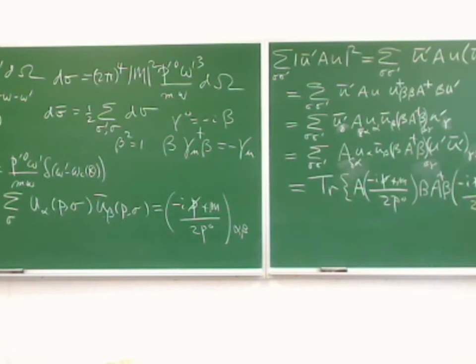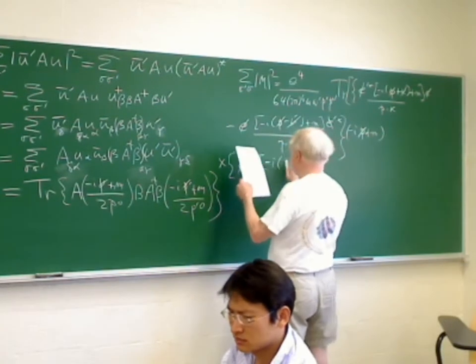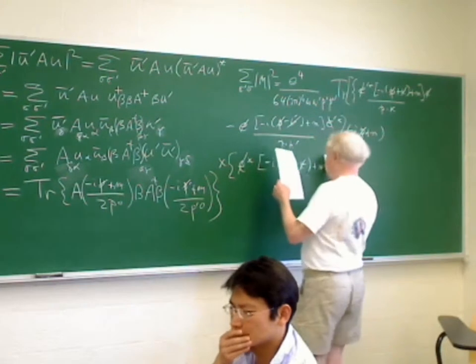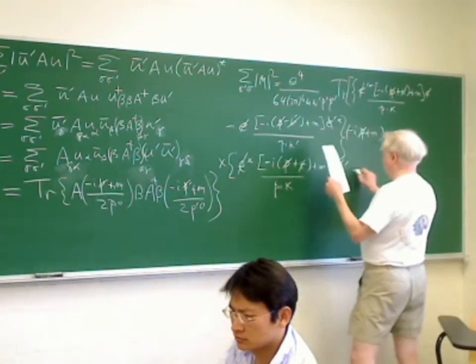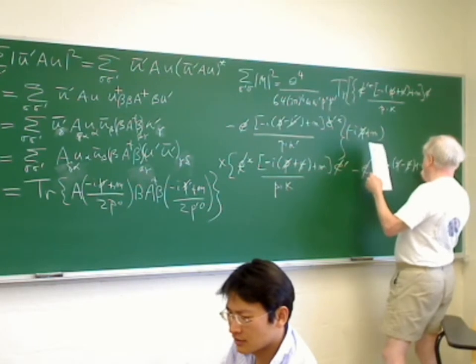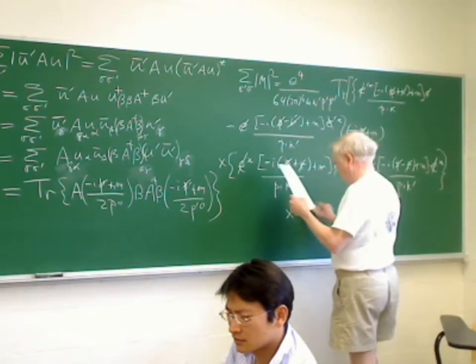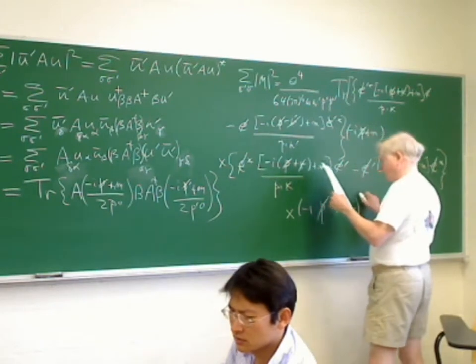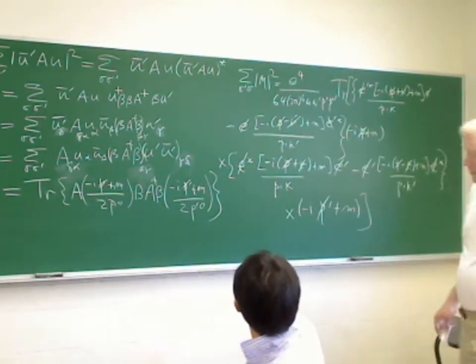I'm not going to try to go through that in detail. Let me just tell you what the upshot is. It's epsilon star slash. Remember, there's no prime on it. Minus i p slash plus k slash plus m, epsilon prime slash over p dot k, minus epsilon prime slash minus i p slash minus k slash plus m, epsilon star slash over p dot k prime. And then finally times minus i p prime slash plus m. Okay, so you just have to take the trace of this thing. And you can see that's a tall order.